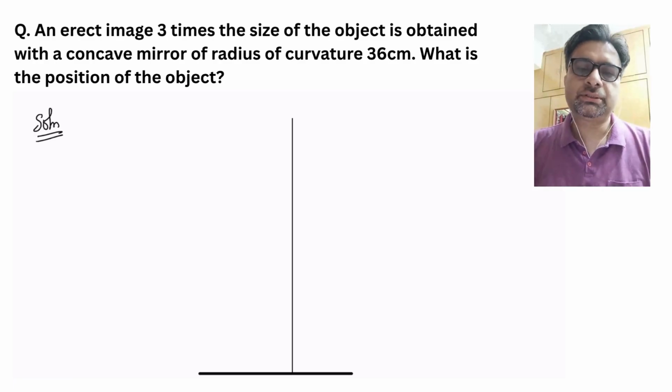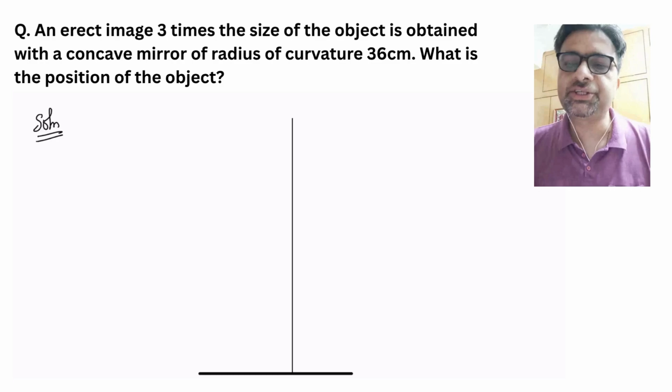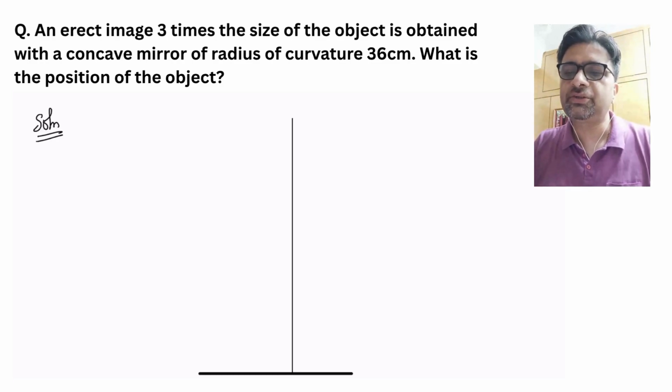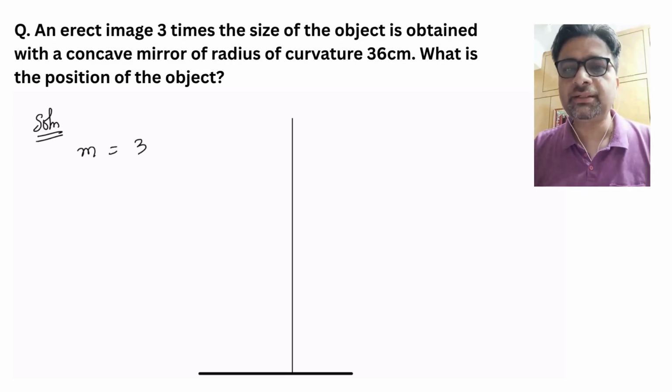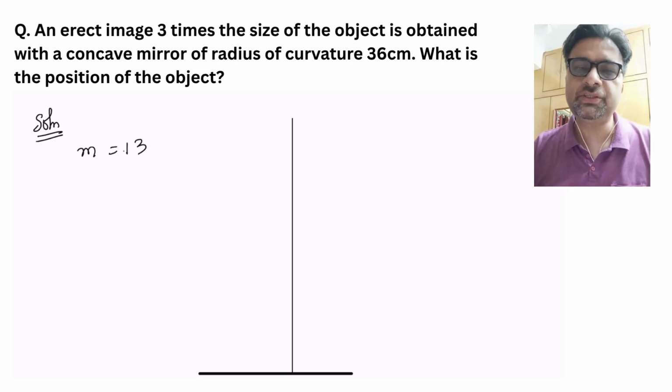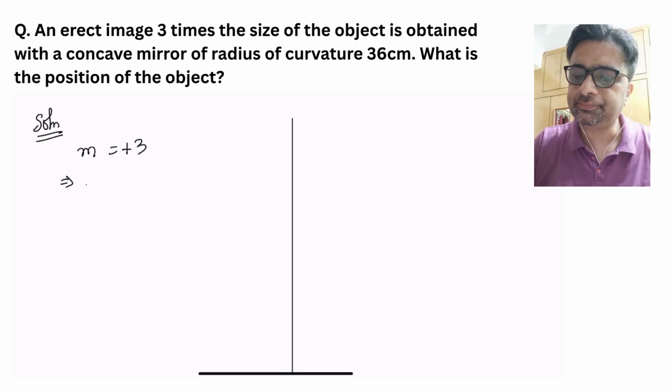So in this session we are going to solve this question from the CBSE Physics class 10 chapter light, which comes under spherical mirrors. Let's see. So we're talking about an erect image 3 times the size of the object. So the magnification clearly is 3, and the fact that this is an erect image, it has to be a virtual image. Virtual image magnification is plus.